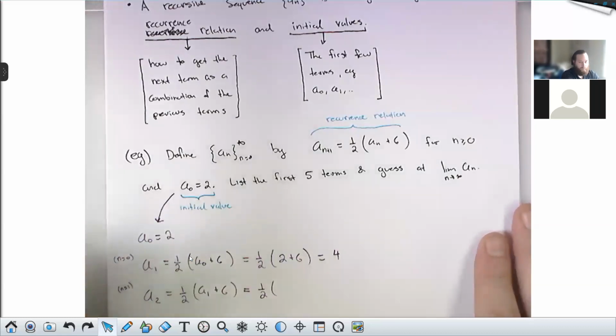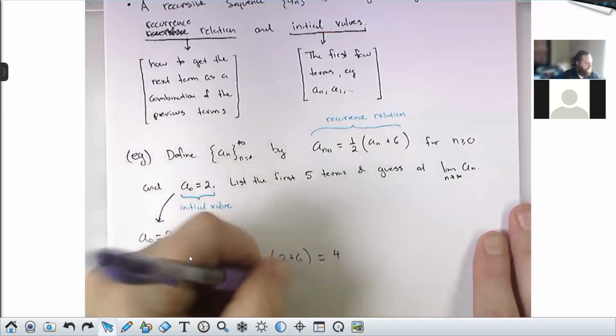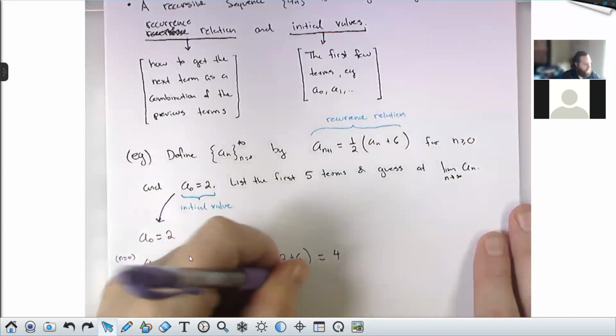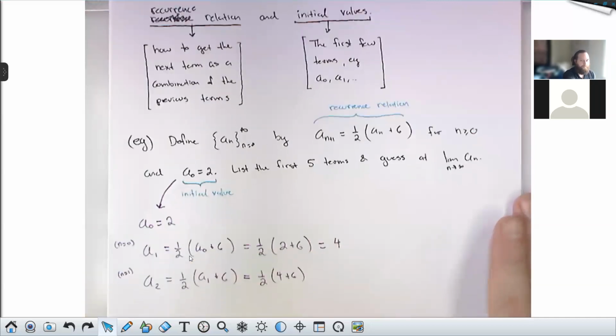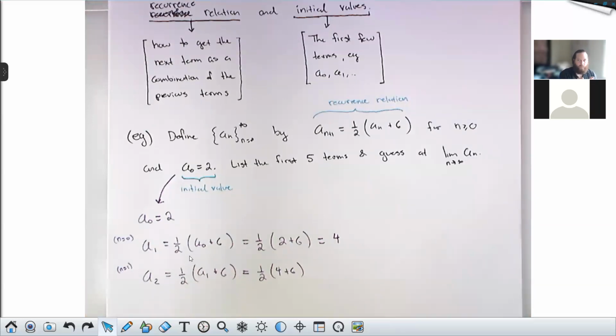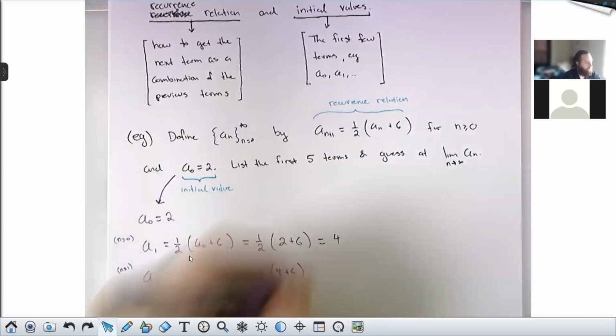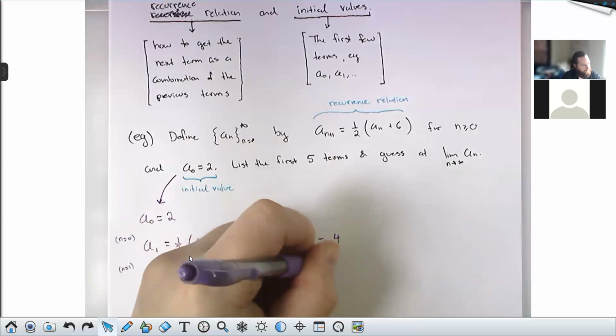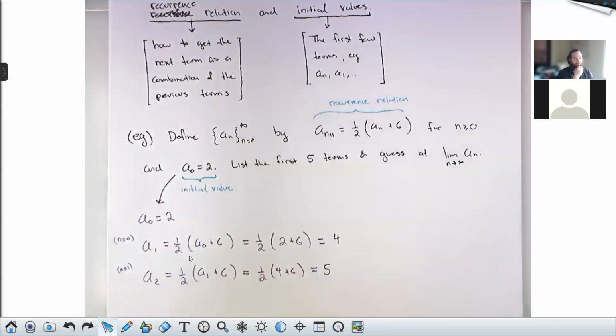And in some settings, it's really nice. In some settings, it's a big, hairy pain. A1, we just calculated, was 4. So this is 1/2 times 4 plus 6. 4 plus 6 is 10. 1/2 times 10 is 5. Questions so far?